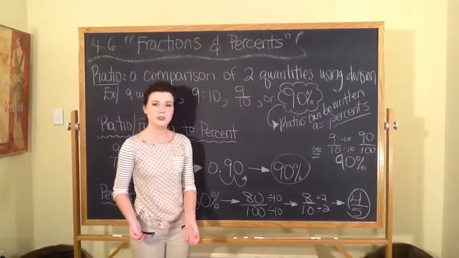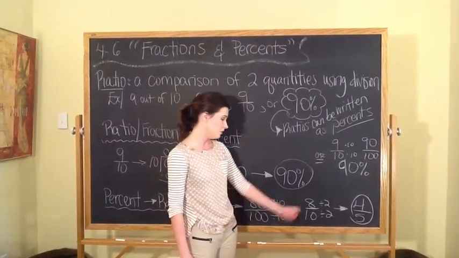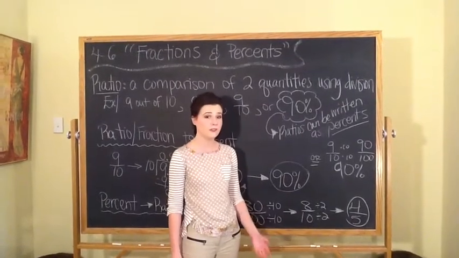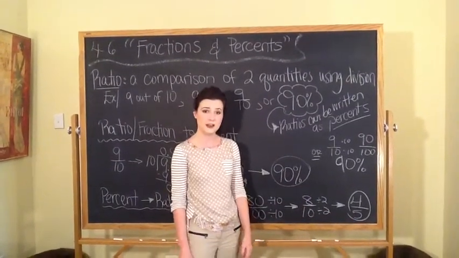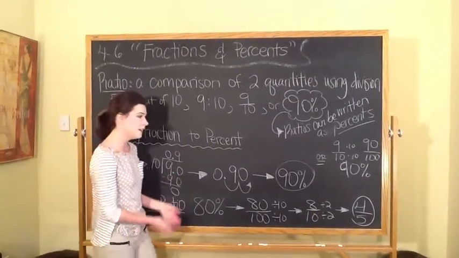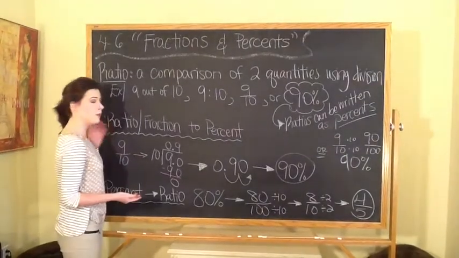So then all I would have to do is simplify. I see they have a 10 in common, so I'm going to take that out. Okay, they have a 2 in common, I'm going to take that out. And then I have 4/5, and I realize that that is a simplified fraction. So that is the fraction form of 80%. So 80% is 4/5 in fraction form. Now let's go ahead and do several more practice problems.